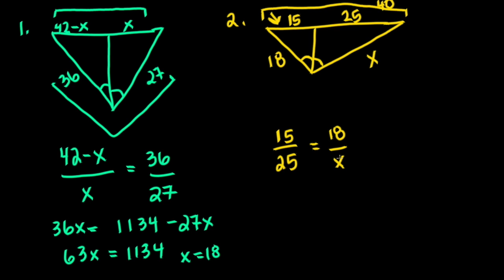All that is left is to do some simple cross multiplication, which would be 15x equals 25 times 18, which is 450. 450 divided by 15 equals 30. So our x is going to equal 30.